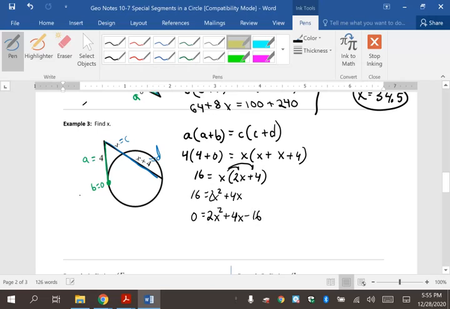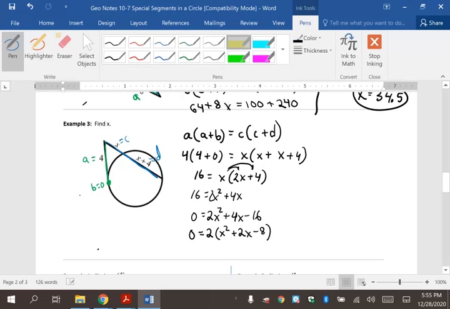So how do you solve a quadratic equation? You could graph it and find where the left side equals the right side, or you can use factoring, or the quadratic formula. Let's factor. So first of all, make sure it's in standard form. We do. Factor out the greatest common factor, which is 2. So we have 2 times the quantity x squared plus 2x minus 8.